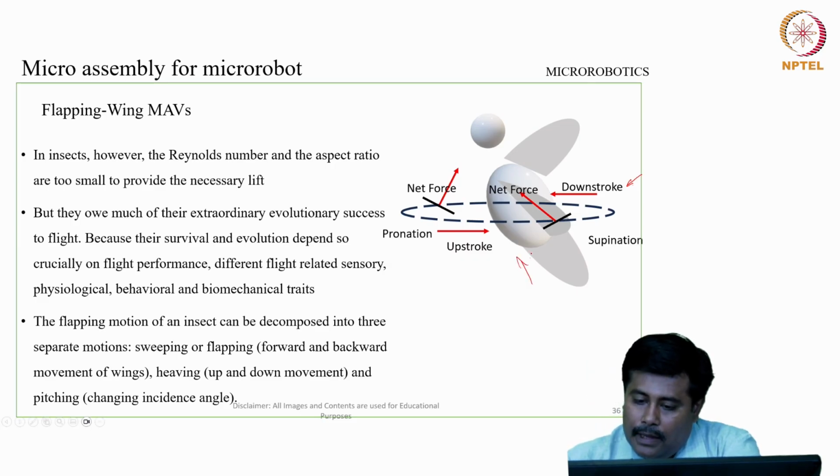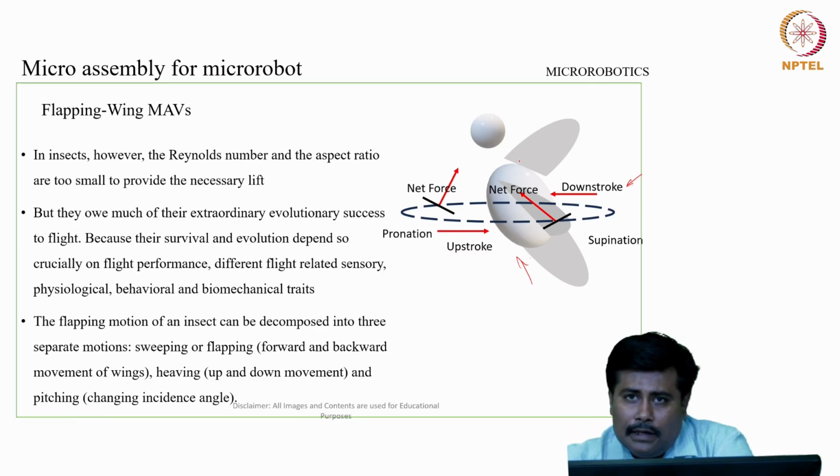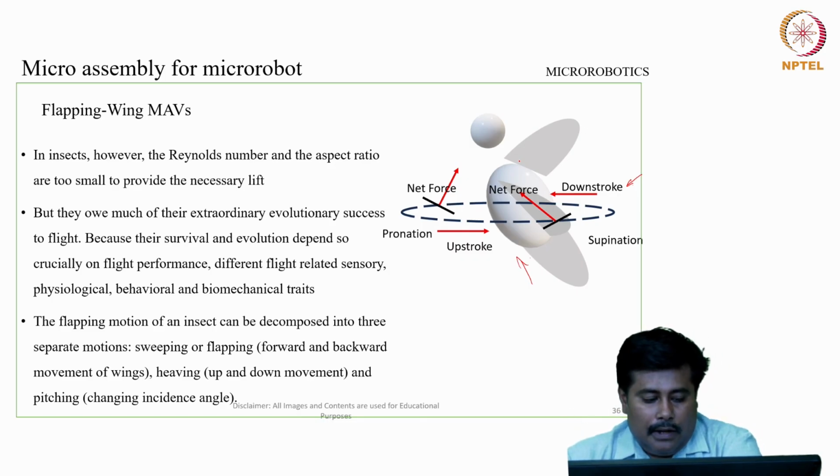In this flapping MAV, we have two net forces. One net force is in this particular direction and the other net force is along the median of the direction, and then there is a downstroke which is shown over here. In this downstroke, there is going to be a movement. Now, in this particular case, there are two sets of motions.